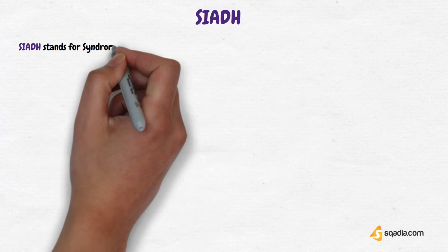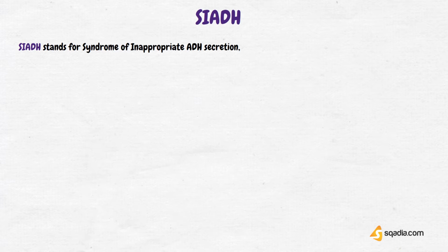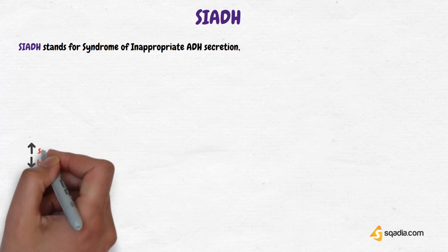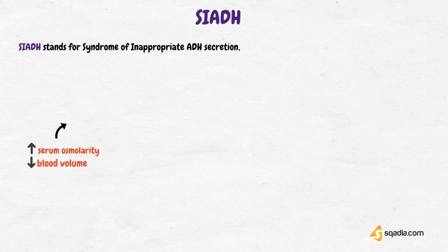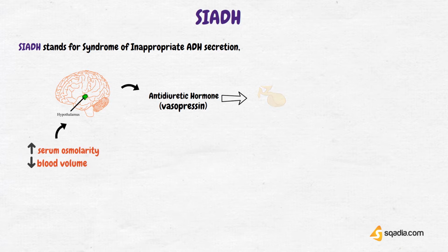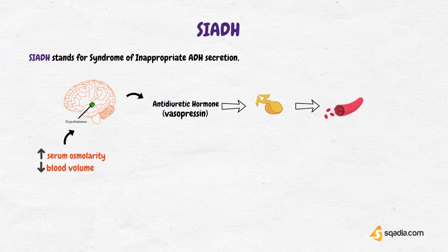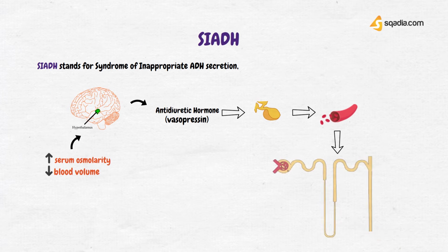SIADH stands for Syndrome of Inappropriate ADH Secretion. Normally, low blood volume and high serum osmolarity stimulates the hypothalamus to produce ADH, which goes to the posterior pituitary gland and is then released into the bloodstream. ADH reaches the nephrons of the kidney via the bloodstream.